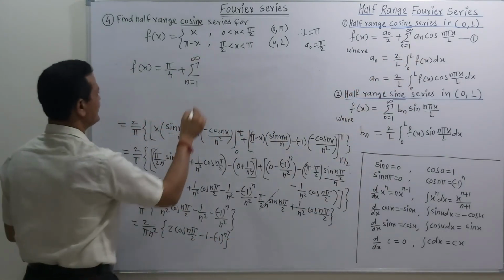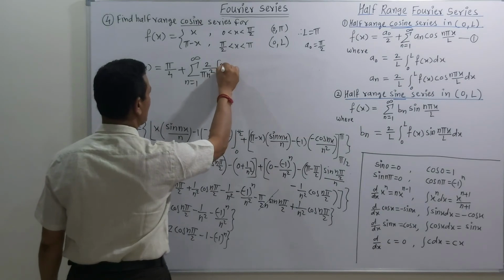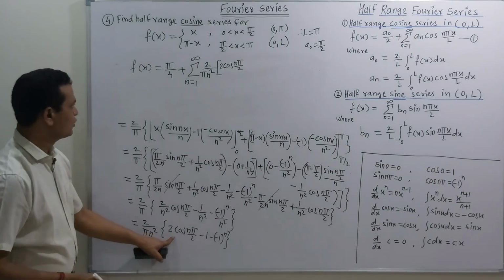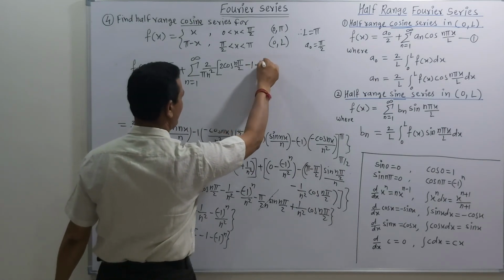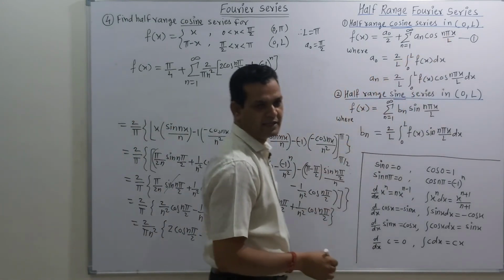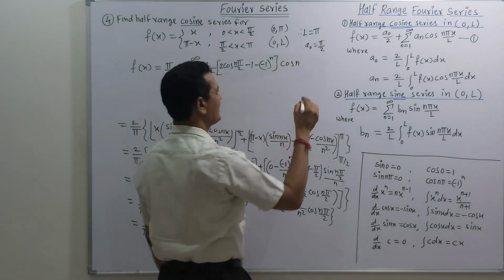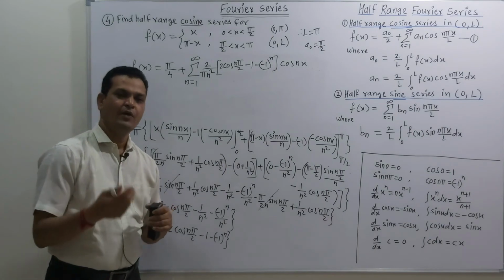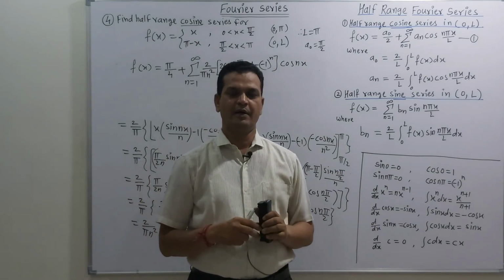The value of an is defined as 2 upon pi n square, then in the bracket 2 times cos of n pi by 2 minus 1 minus 1 raised to n. This is the value of an, into cos of n pi x upon l. We can write this as cos of n, since the value of l is pi, it will get cancelled. We get this as cos of nx. So friends, in this way we can easily solve an example based on the half range cosine series. Here we solved 4 examples for your understanding.